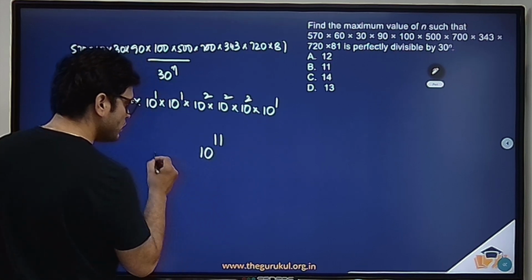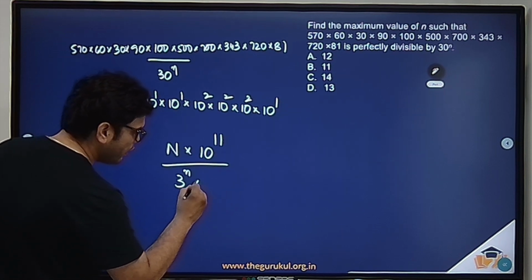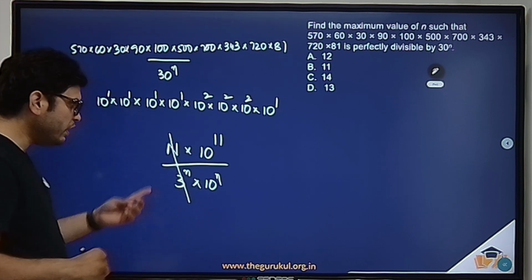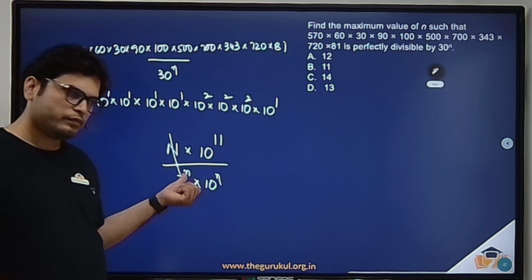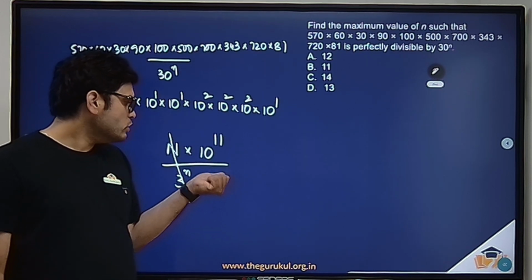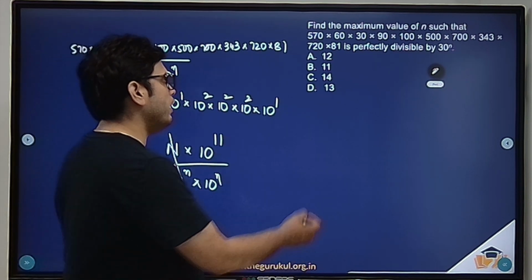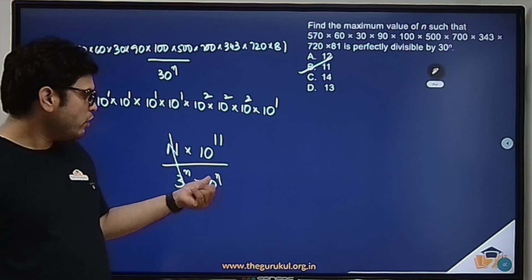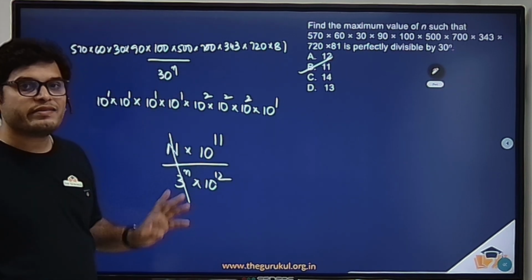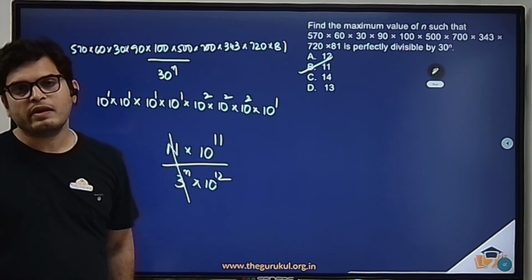So you have some number into 10 power 11 into 3 power n into 10 power n, and I can say that you have enough number of 3 powers. So the critical case here is the power of 10. So for this to be exactly divisible by this, the maximum value of n is equal to 11. If the value of n is 12, then the numerator is not exactly divisible by the denominator. So the maximum value of n is 11.